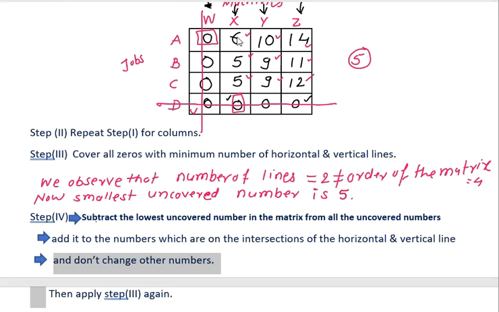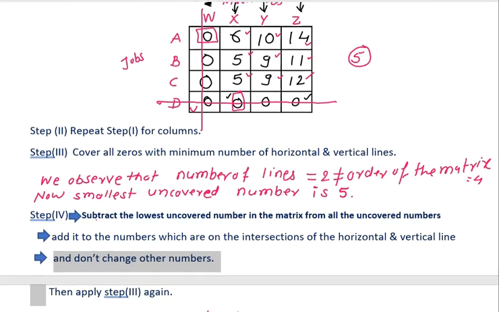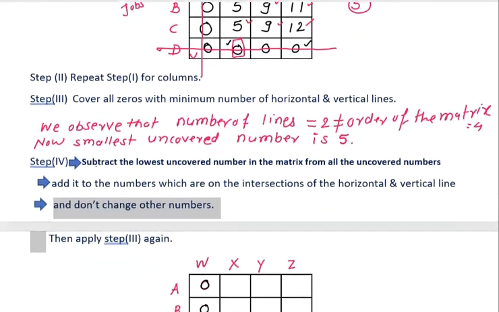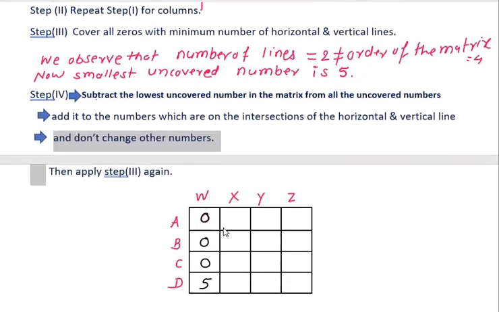So 6 minus 5 is 1, 5 minus 5 is 0, 5 minus 5 is 0, and 0 as it is. So 1, 0, 0, 0.